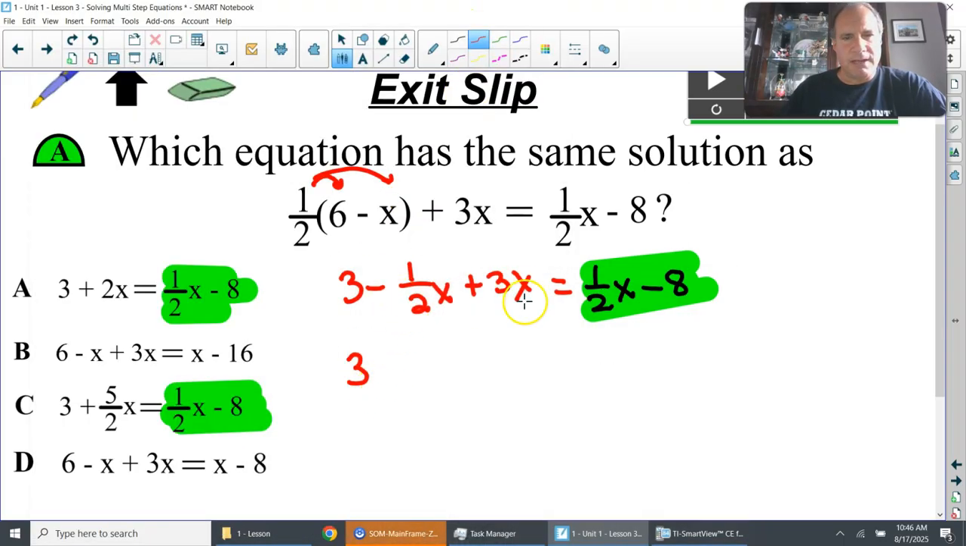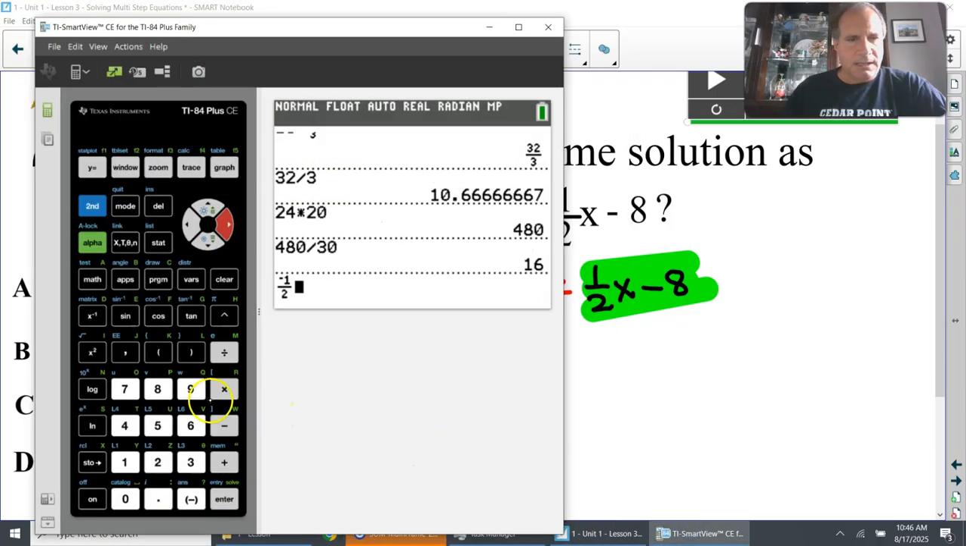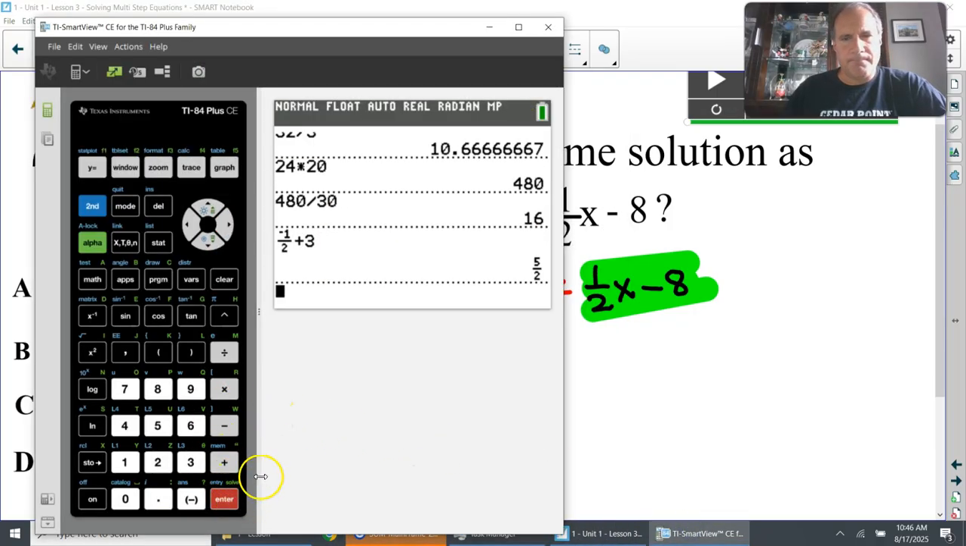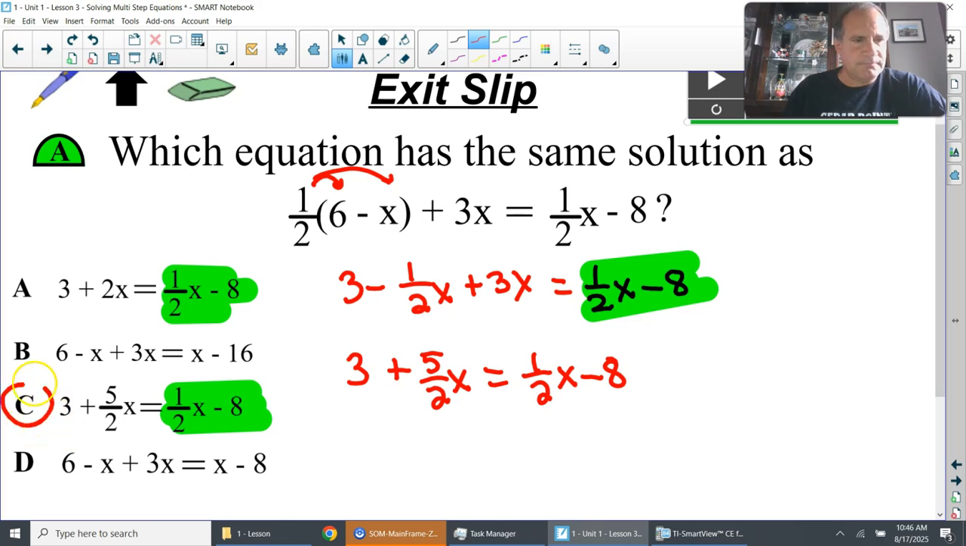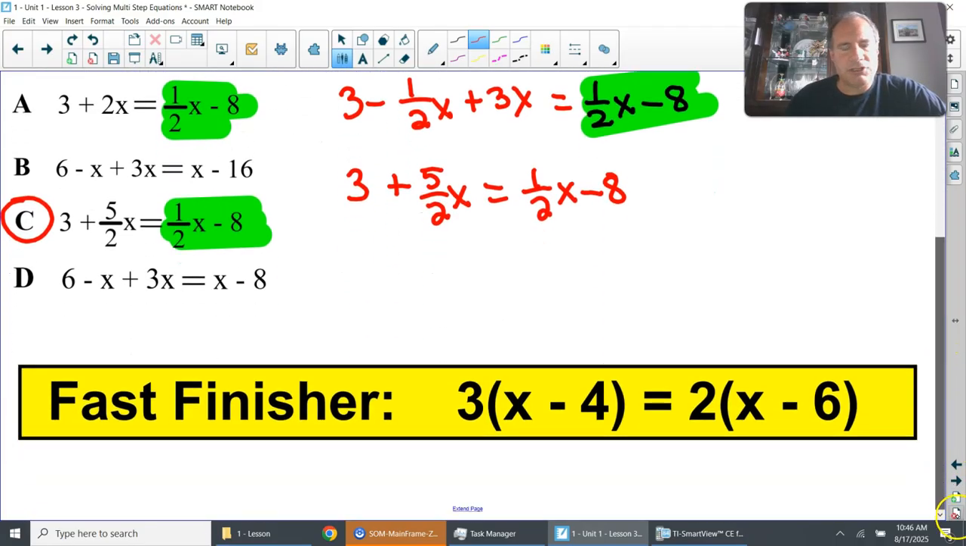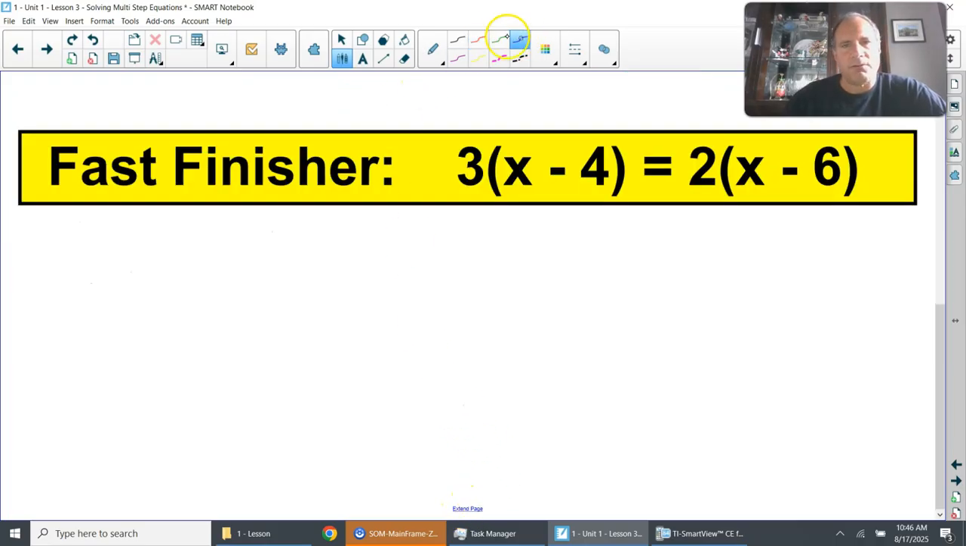And what is it? Negative 1/2 plus 3. And let's see what I get. 5/2. So this is plus 5/2 x equals 1/2 x minus 8. That's this. C is your answer. I took 2 steps. All I did was distributive property and combine like terms, and I got the answer. So there's other ways to do it, but just take it step by step and you could roll through like that.